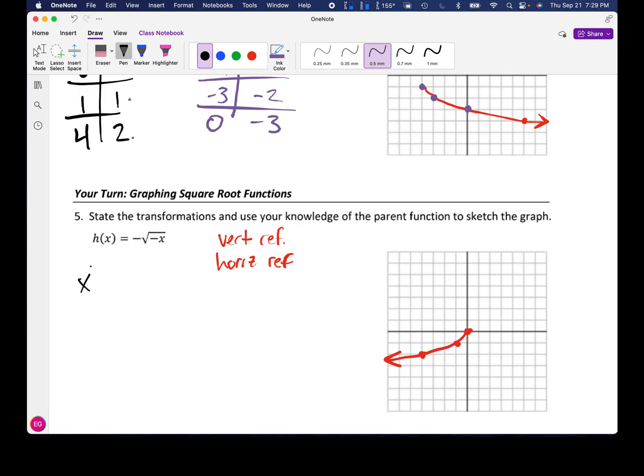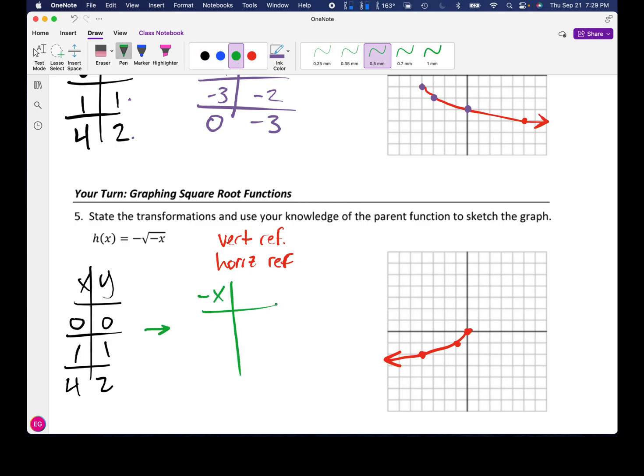If we're using the table, it's the same table that we used before. And when we apply our transformations to it, it's going to be a negative x and a negative y. So that doesn't affect 0, 0. That's why our starting point stayed the way it was. It's now negative 1, negative 1, and negative 4, negative 2. So we get the exact same points using the table as we get using the shortcut. The shortcut's just a little bit faster if you can handle it.